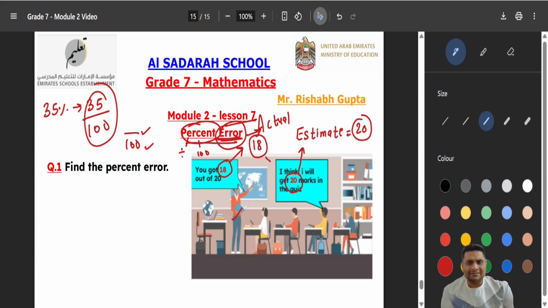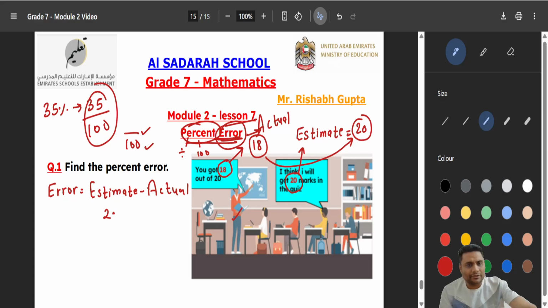Now you can clearly see there is a difference between the actual and the estimated value, and that is our error. So how do we find the error? The estimated value minus the actual value. Now he estimated he will get 20 marks, but actually he got 18 marks. So he made an error of total 2 marks, correct? So this is my error.